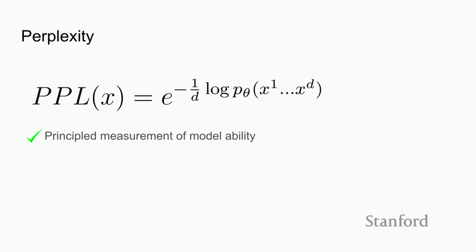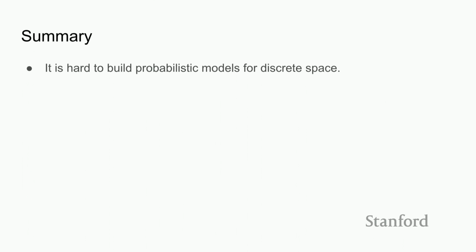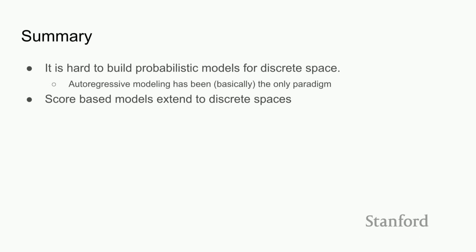But yeah, okay, just to summarize. First thing is that it's pretty hard to build probabilistic models for discrete spaces. We have GANs, VAEs, diffusion models. A lot of these things are pretty hard to naively extend from continuous space to discrete space, which is why we only really have autoregressive modeling as a way of doing things. Autoregressive modeling is the only really viable paradigm in this space.